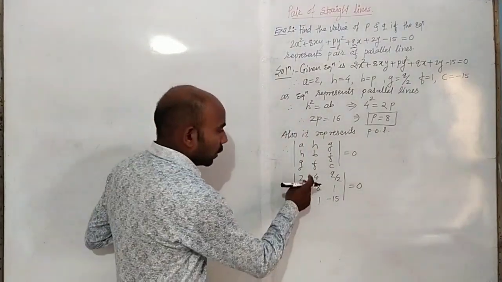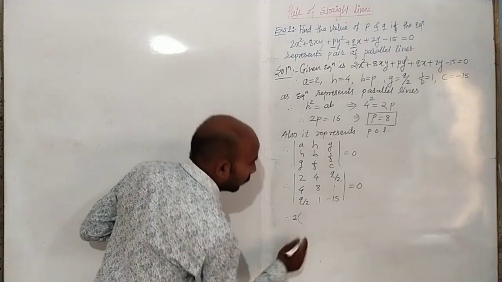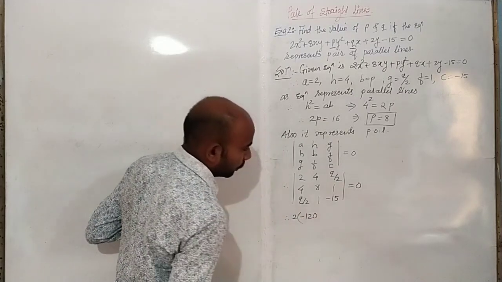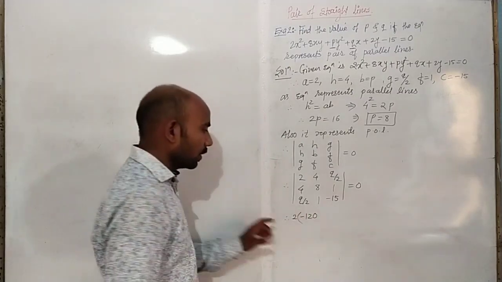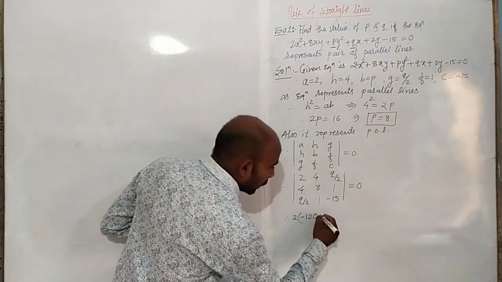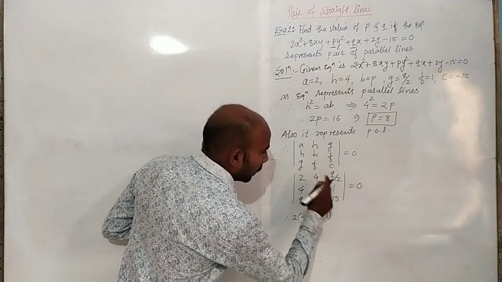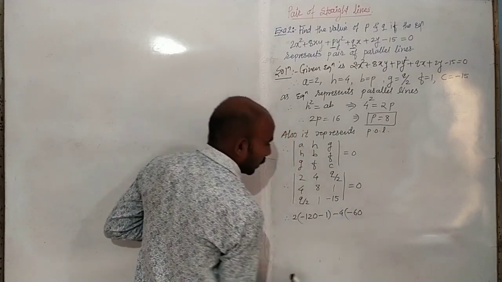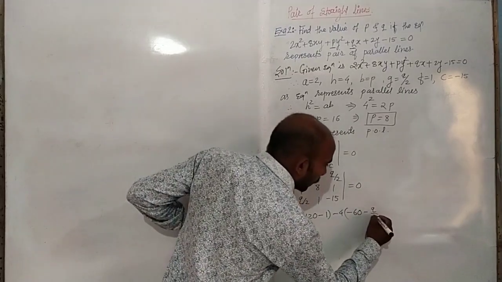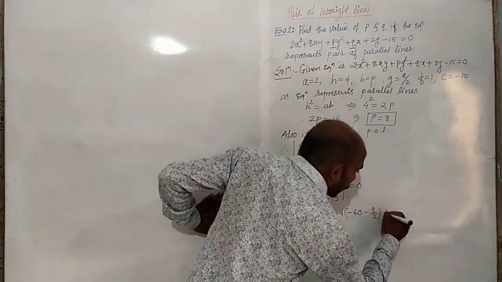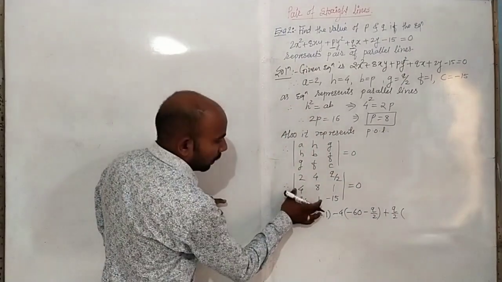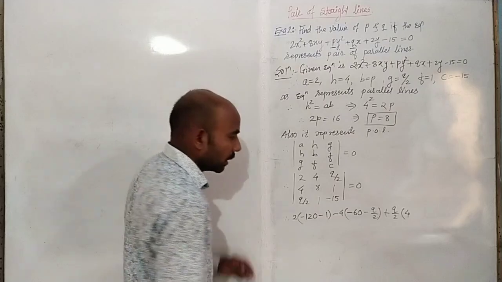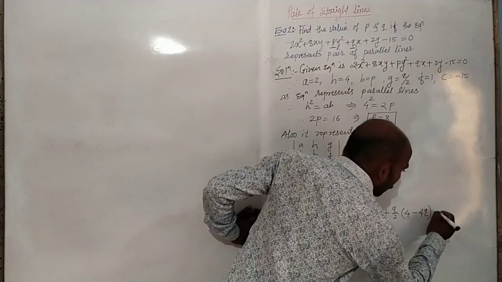Solving this determinant: 2 into (8 × -50 minus 1), so -400 minus 1 is -401... then minus 4 into (4 × -50 minus q by 2), then plus q by 2 times (4 minus 4 ones are 4 minus q by 2 into 8), that is -4q, equals 0.